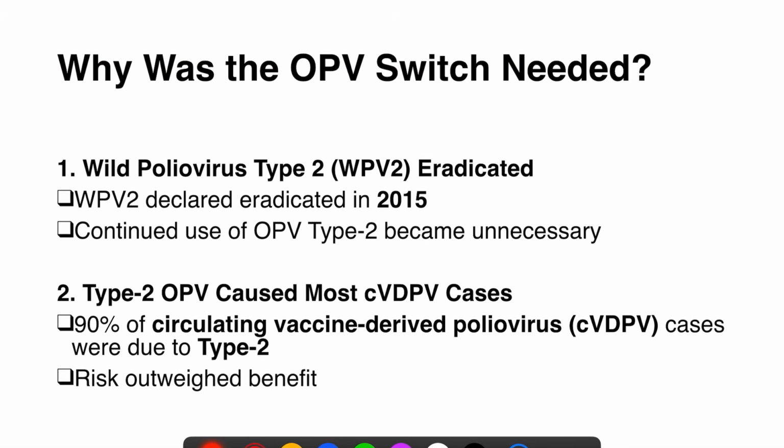What was the need for the OPV switch? As the wild poliovirus type 2 was declared eradicated in the year 2015, the continued use of OPV type 2 became unnecessary. Another important reason was that 90% of the circulating vaccine-derived polioviruses were due to type 2, so the risk outweighed the benefits.